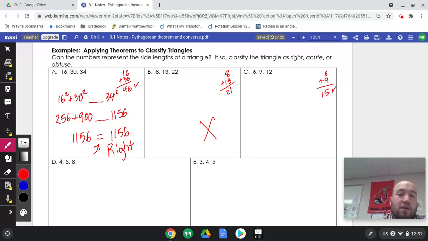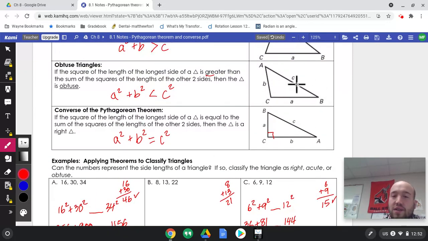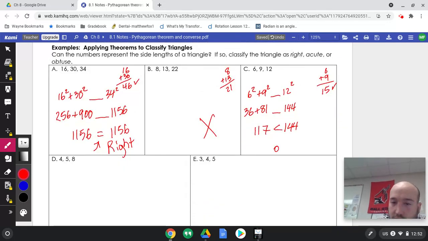Okay. Now, from here, 6 squared plus 9 squared. How does that compare to 12 squared? So 6 squared is 36, 9 squared is 81. How does that compare to 144? We add these together, 36 and 81. We're going to get, let's see, that's 117, which is less than 144. And because of that, if the c, the longest side, is bigger, you know it is obtuse. So I'd say obtuse.